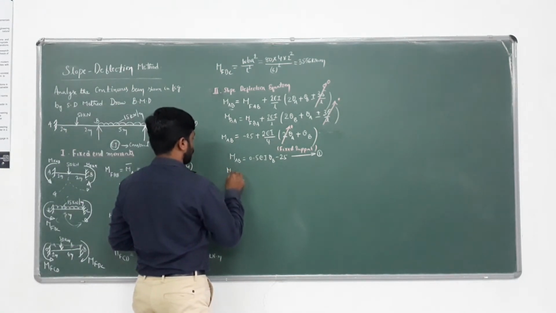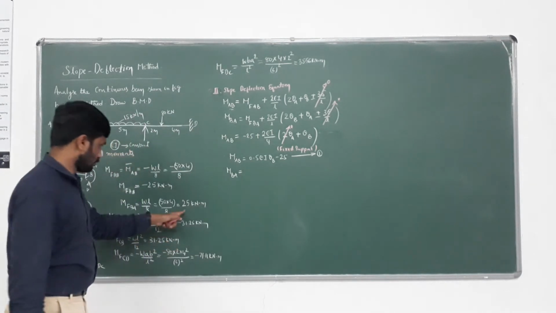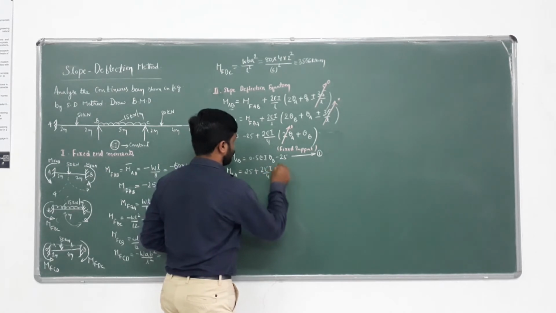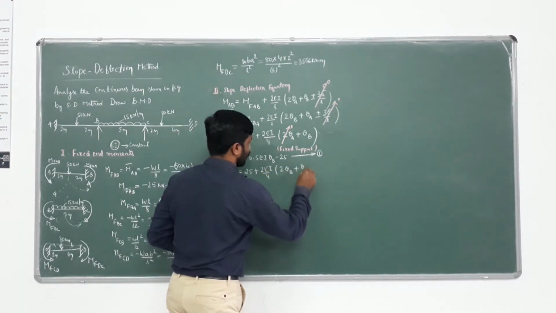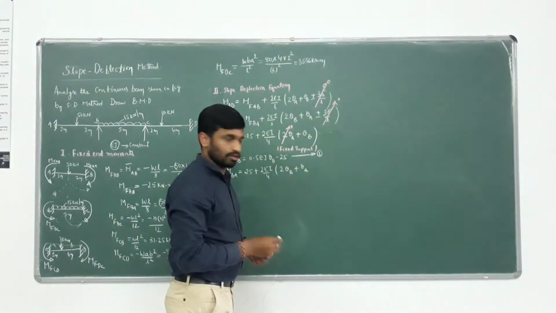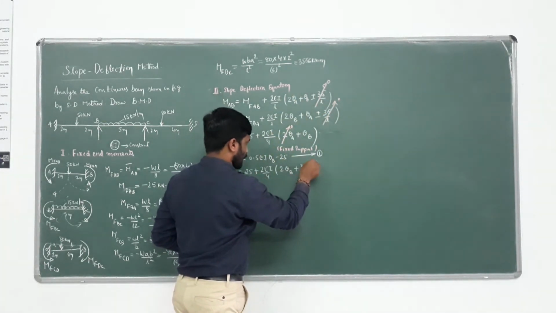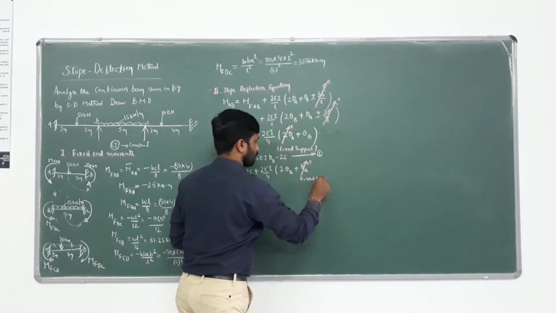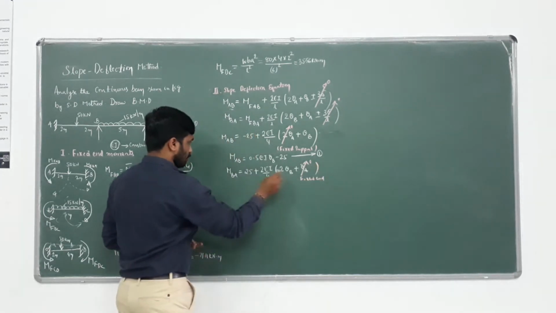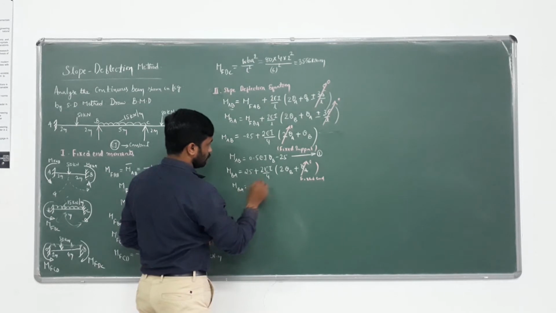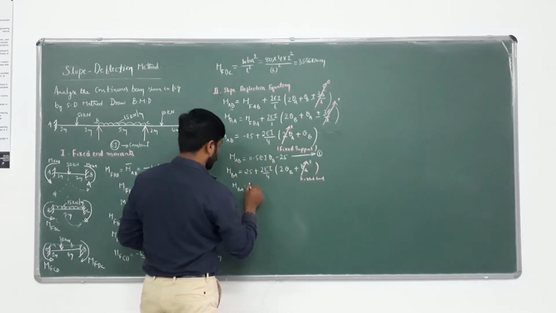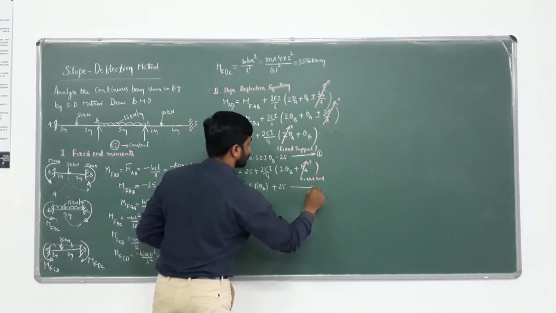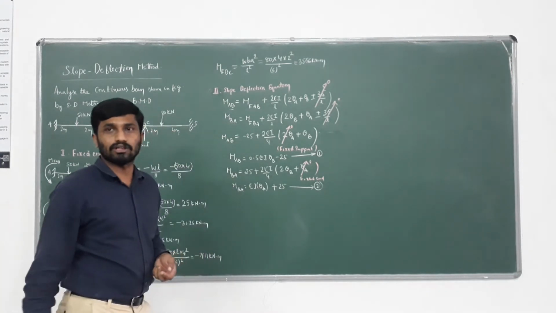Next you take MBA. MFBA is 25 plus 2EI by 4 into 2 theta B plus theta A, and delta is 0. So what does it imply? Theta A is 0 because of the fixed end. So what is the remaining equation? MBA equals 4 by 4, which is 1, so it will become EI theta B plus 25. Take this as equation number 2.